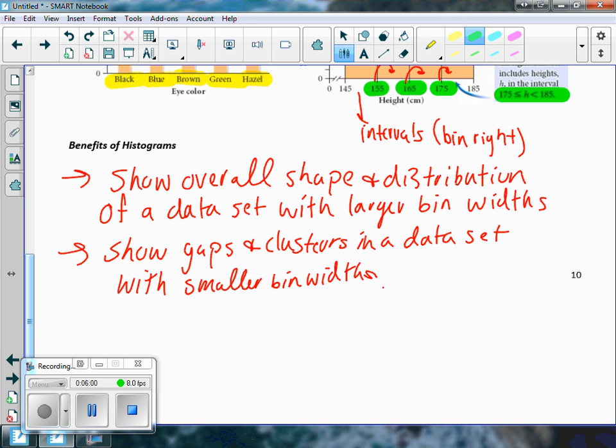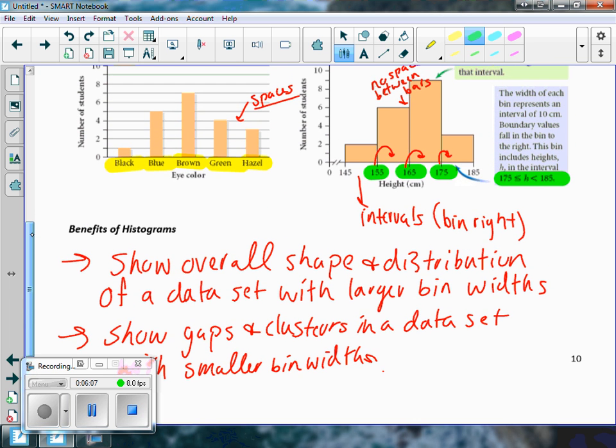So a histogram can give us an idea of overall shape. If we look at the overall shape of this last histogram, you can see a nice little bell curve, which you would expect for student height. There would be students over here that are shorter, students over here that are taller, and then the students in the middle are closer to the average, okay?